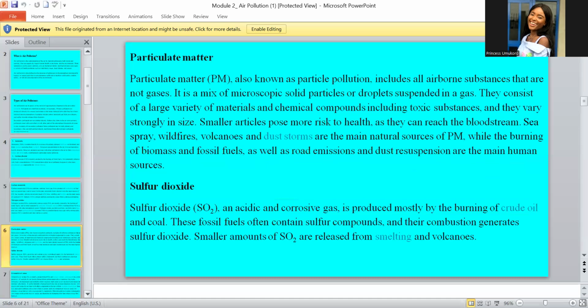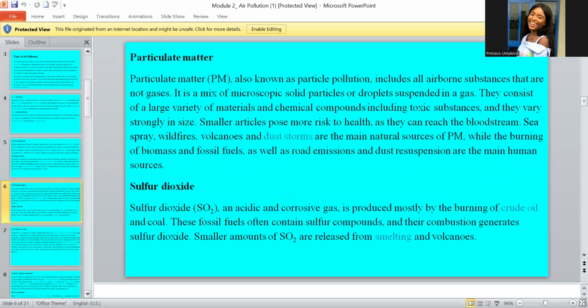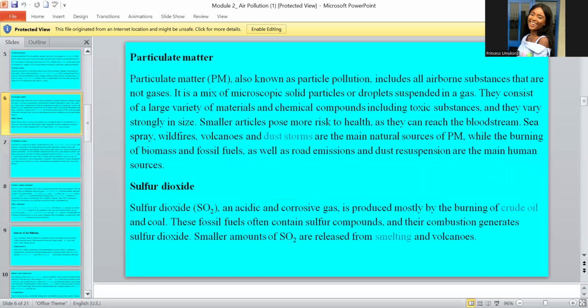There's also particulate matter. Particulate matter, also known as particulate pollution, includes all airborne substances that are not gases. It is a mixture of microscopic solid particles or droplets suspended in a gas. They consist of a large variety of materials and chemical compounds, including toxic substances, and they vary strongly in size. Smaller particles pose more risk to health as they can reach the bloodstream.